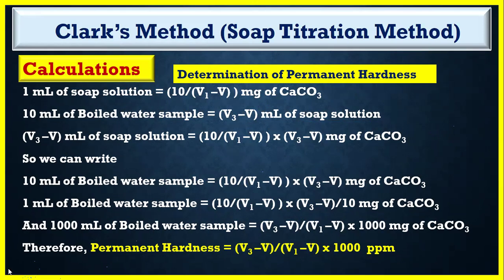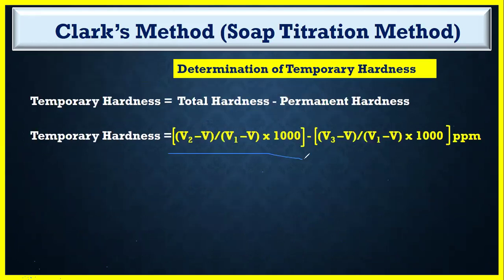And for the temporary hardness, we know the temporary hardness is equal to total hardness minus permanent hardness. So the temporary hardness is equal to (V2 minus V) divided by (V1 minus V) into 1000, that is the total hardness, minus (V3 minus V) divided by (V1 minus V) into 1000, that is the permanent hardness. So finally, this is the temporary hardness of the given water sample in ppm. I hope now it is very clear to all of you how to calculate the temporary, permanent and total hardness by Clark's method.